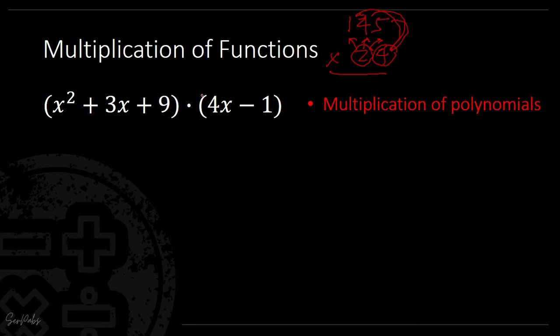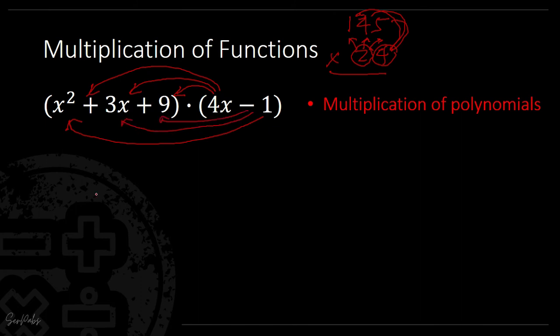I-multiply ang x squared muna, si 4x, ay i-multiply natin kay x squared, kay 3x, at kay 9. Si negative 1, pareho din, i-multiply kay x squared, kay 3x, at saka kay 9. So, 6 na multiplication. Hindi na siya FOIL, pero halos pareho. Una, x squared times 4x. Ito yung unahin natin, number 1.